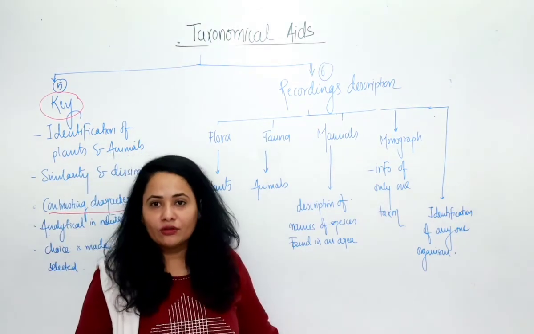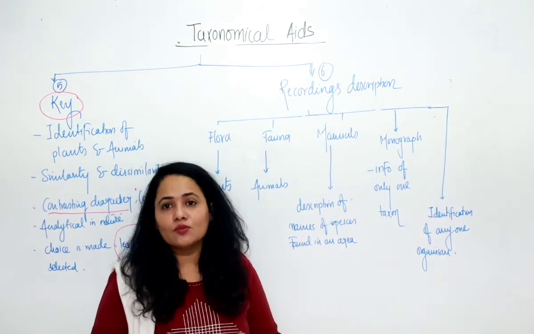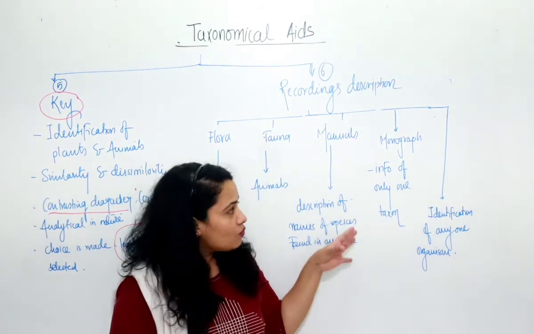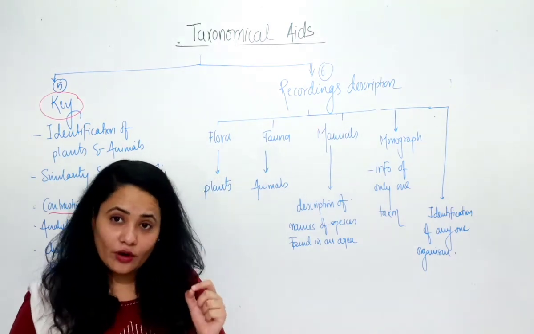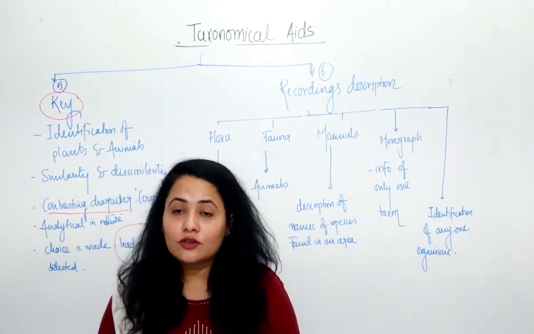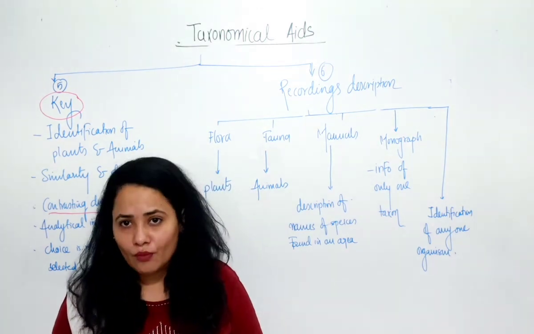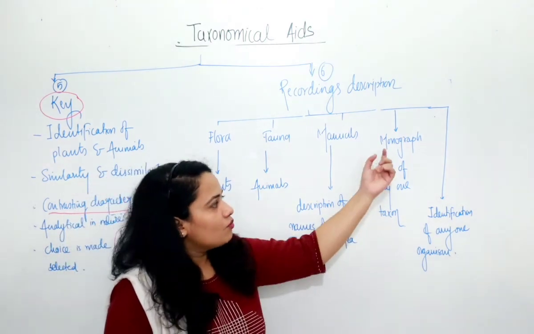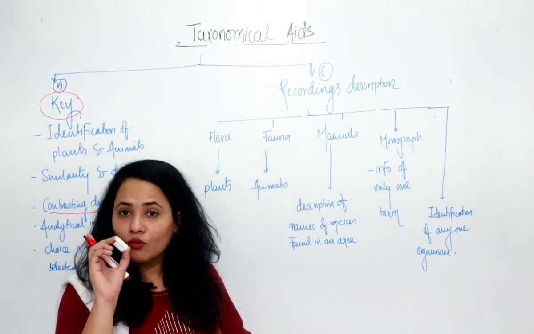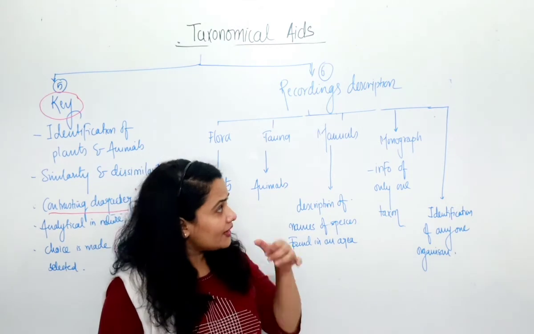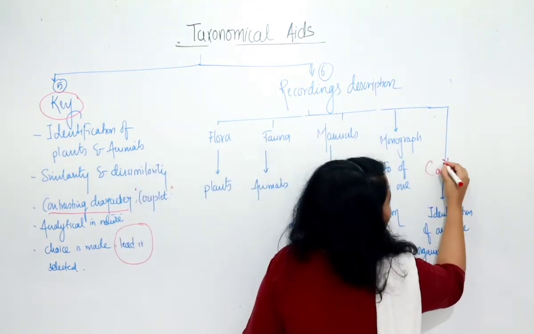The next is monograph. Mono means single. Remember this. Wherever the word mono comes, it means single. And monograph is what? It provides the information of one particular taxon. And I've already told you what is a taxon. Taxon is a group of anything which we have classified. So you can say that monograph is the information of only one taxon.